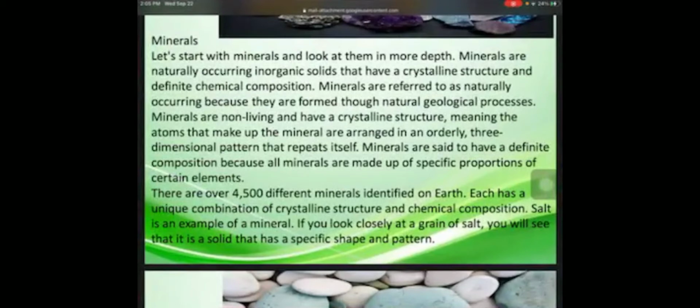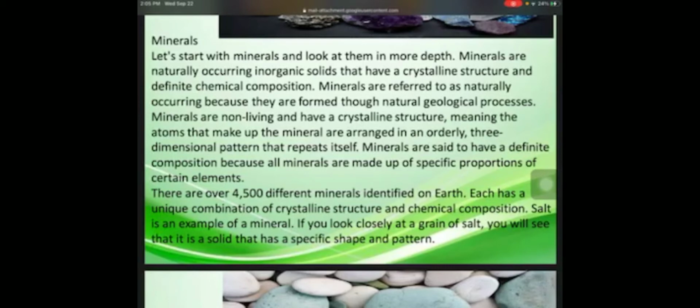But before we start, do you have any idea what mineral, rock, and soil are and how important they are? Without further ado, I will start my presentation. Minerals. Let's start with minerals and look at them in more depth.